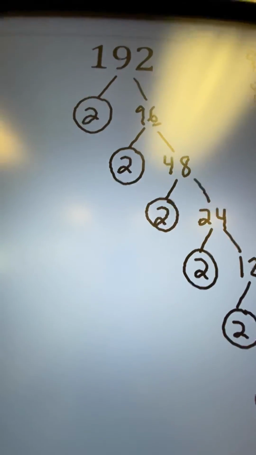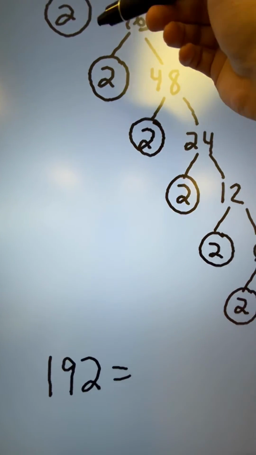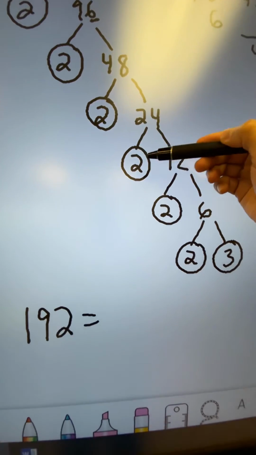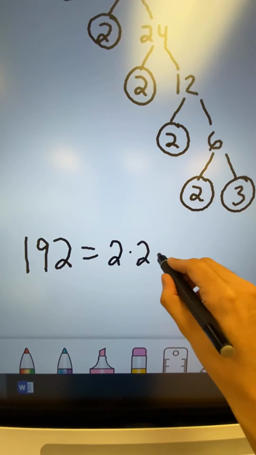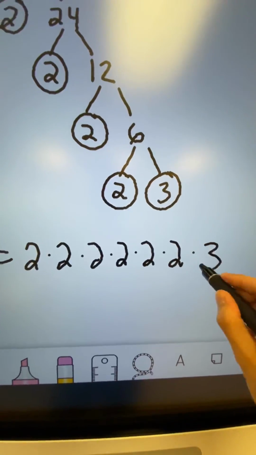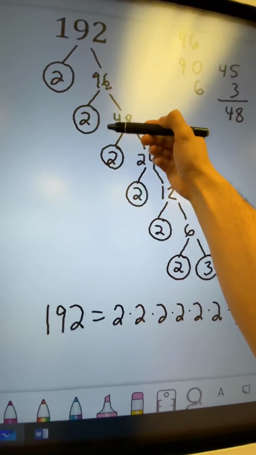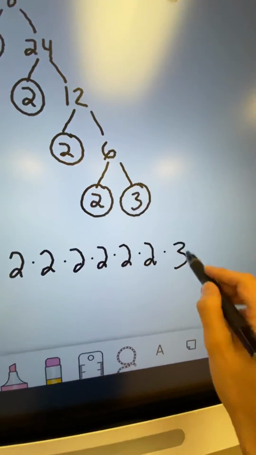And what I'll do is say, okay, 192 is the product of, we have 1, 2, 3, 4, 5, 6 2's multiplied together. So 2, 1, 2, 3, 4, 5, 6, and then 3. So just double checking. 1, 2, 3, 4, 5, 6 2's, and then 3.